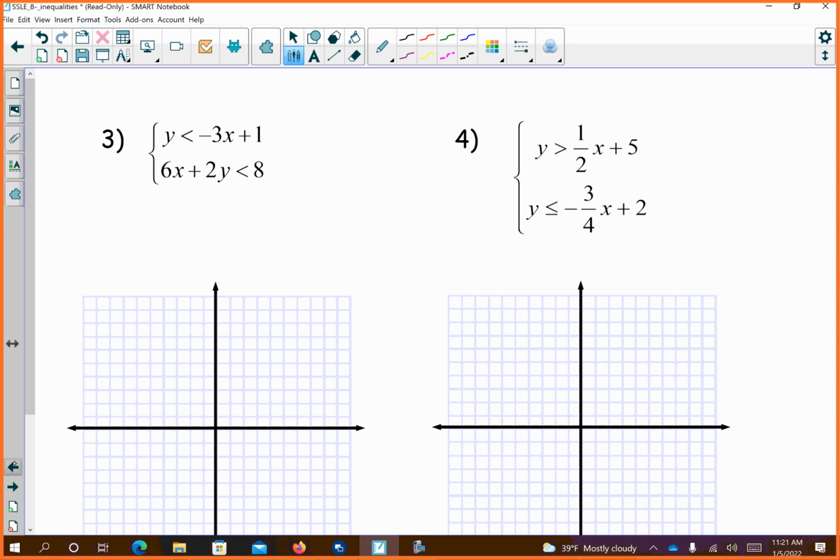All right, let's take a look at this first one. Friends, y-intercept is what? 0, 1, good. Slope is? Negative 3 over 1. So from this dot, I'm going to go down 1, 2, 3, right 1. Solid or dotted, friends? Dotted.